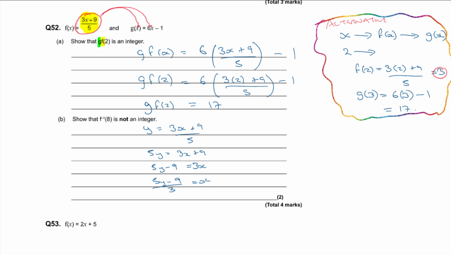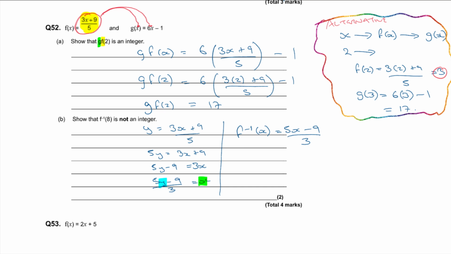So now I've got x as the subject, I can switch the notation around. I'm going to replace x with f to the minus 1 of x, and I'm going to replace y with x. So that becomes f to the minus 1 of x is equal to 5 lots of x minus 9 over 3. That's my inverse function.